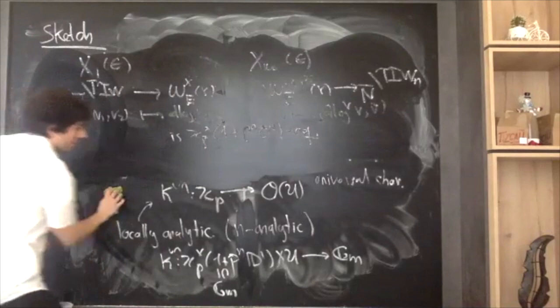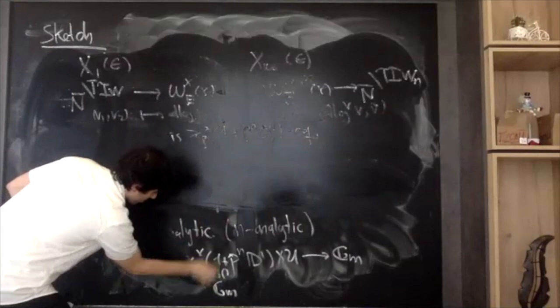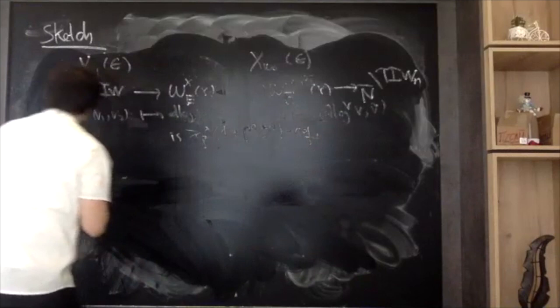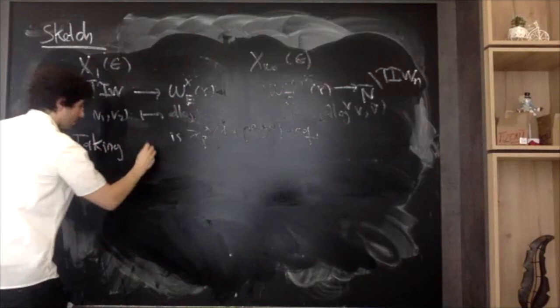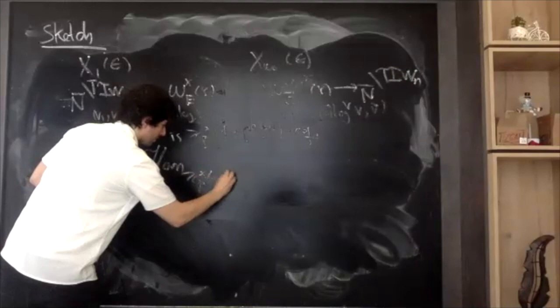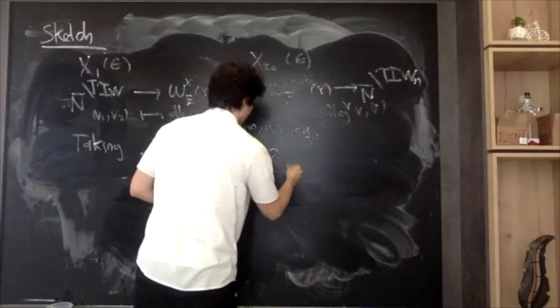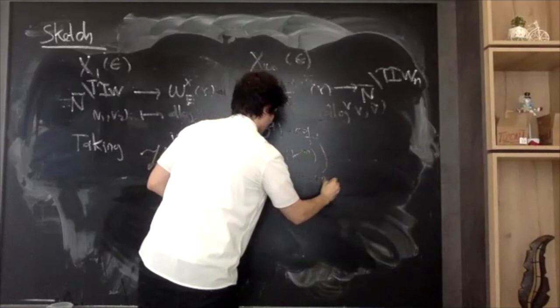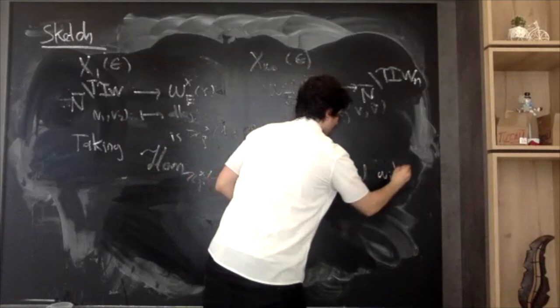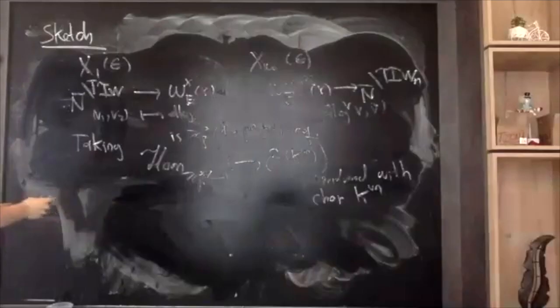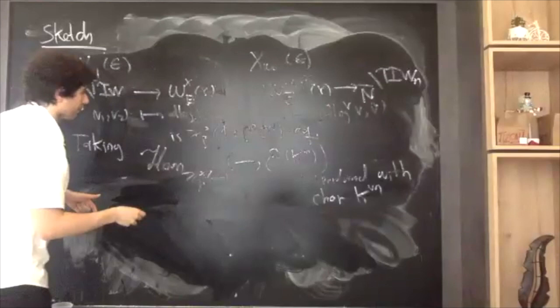So taking shifts, the torso, and here is O hat of the character. This is just in the character. So we're going to obtain a map from then taking duals.